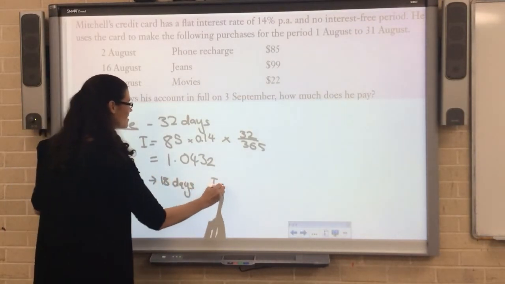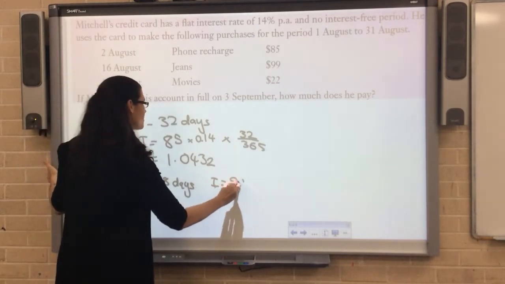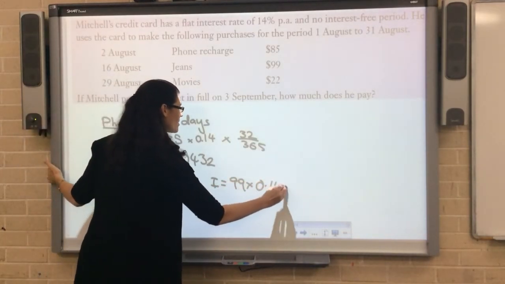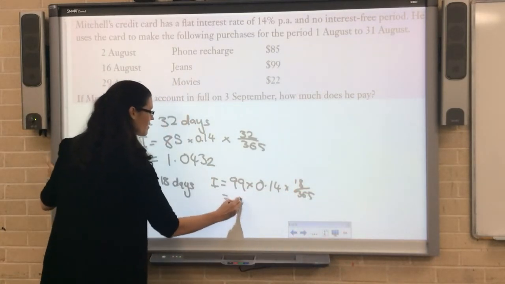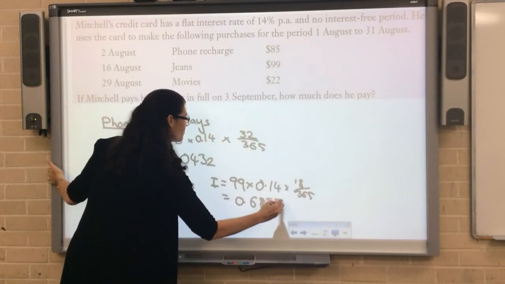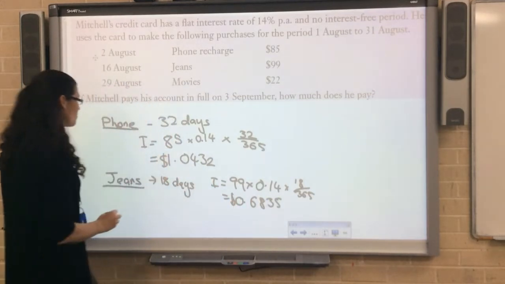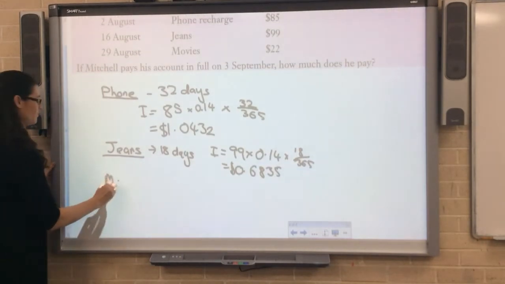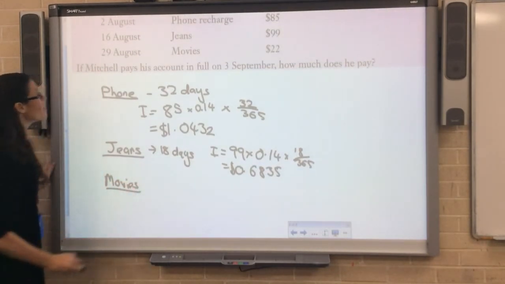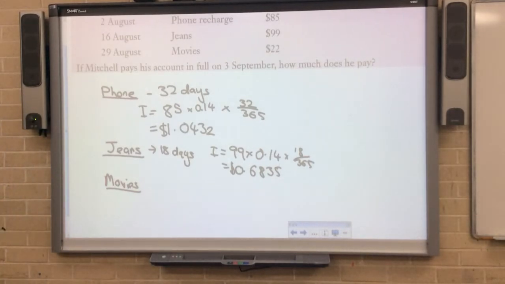Okay, I equals PRN is $99 times 0.14 times 18 over 365. 0.6835. And one more. We've got the movies. Okay, the movies, the 14% per annum, I've made as a decimal. Now, if you want to put 14 over 100, that's fine. What's the 99? Yeah, that's the cost of the jeans.